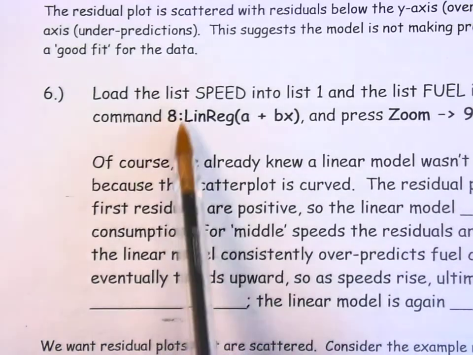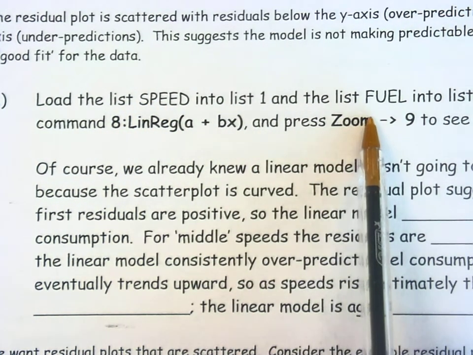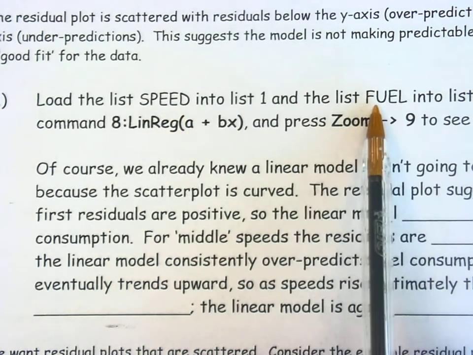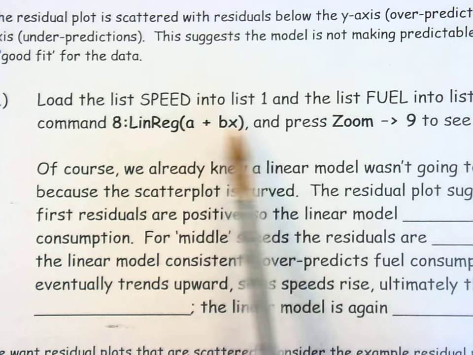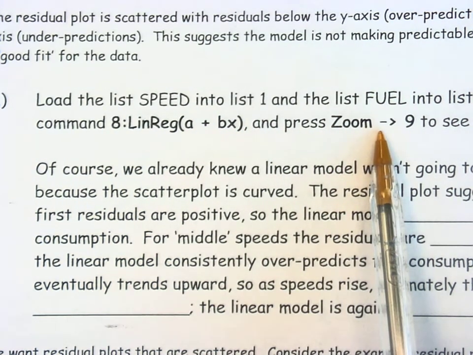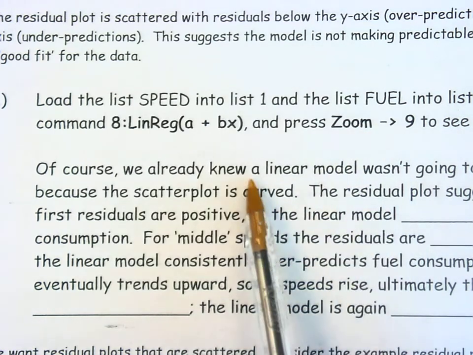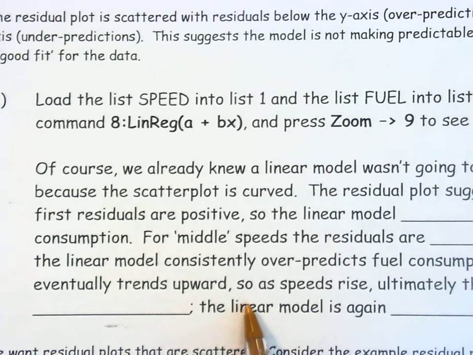On question 6, you are specifically being asked to reload the speed and fuel data. This is not a linear pattern. We already know that this was a curved pattern. I'm telling you to run the linear regression. I'm telling you to hit zoom 9 then to see the residual plot. This is an example of a residual plot where you will see a pattern to the errors, and in filling in this paragraph, you are looking at what those errors mean and interpreting that pattern. The linear model is certainly not a good fit for the speed and fuel relationship that we've looked at before.